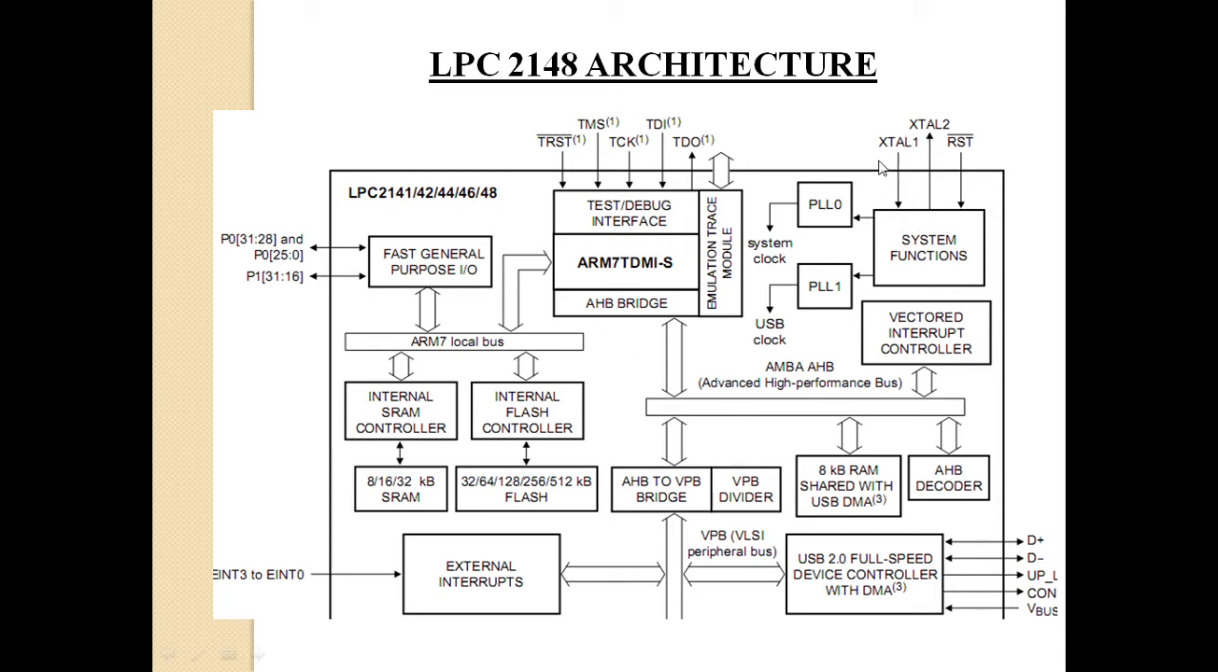So whatever crystal frequency you are giving through Xtal1 can be multiplied by PLL 0, and the output can be connected to the processor and the peripherals. We will see in another lecture how to configure that. PLL1 is dedicated to generating the 48 megahertz USB clock. So PLL1 is used for generating the USB clock, and PLL0 is used for generating the system clock. This is a brief introduction regarding the LPC2148 architecture.